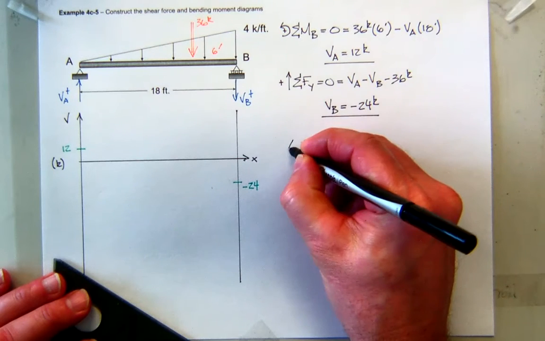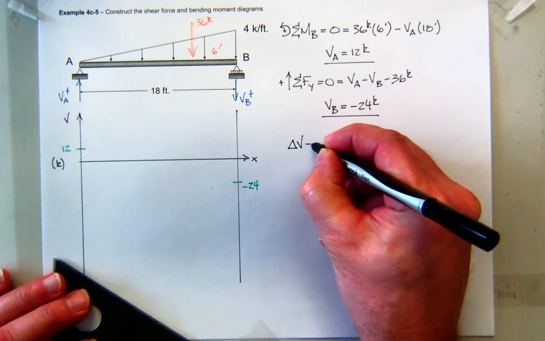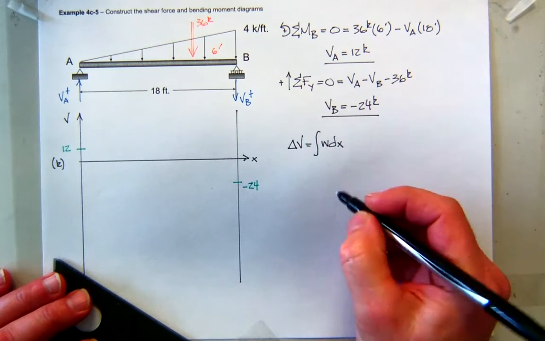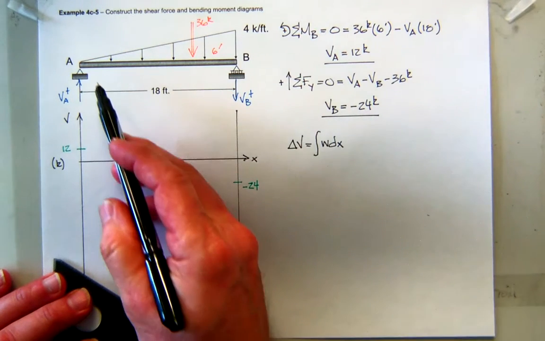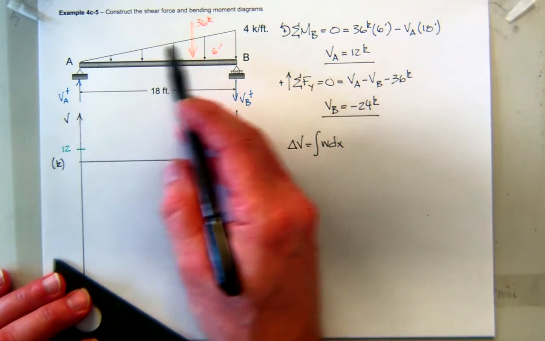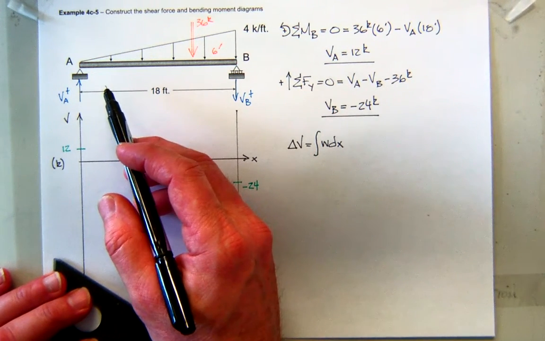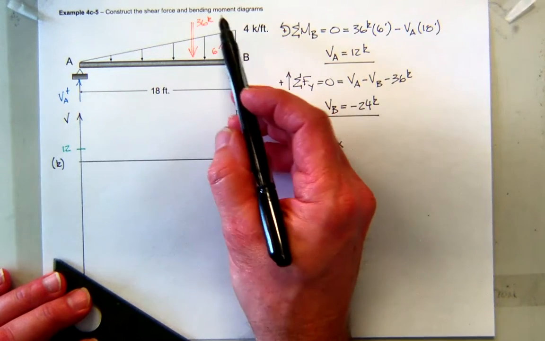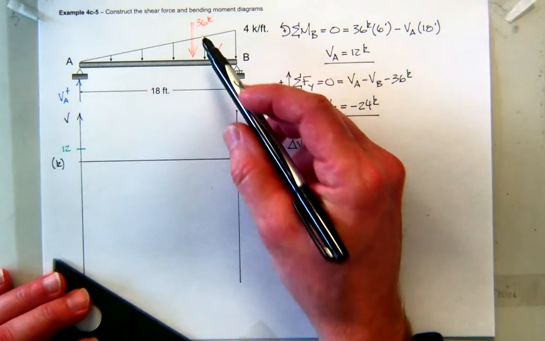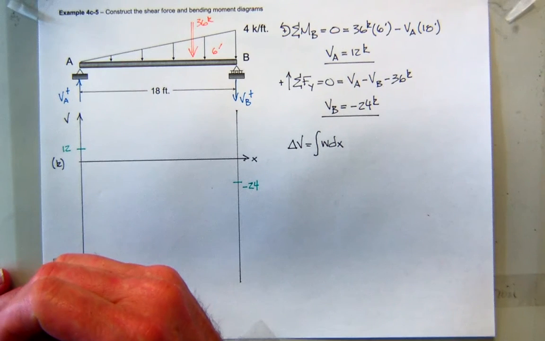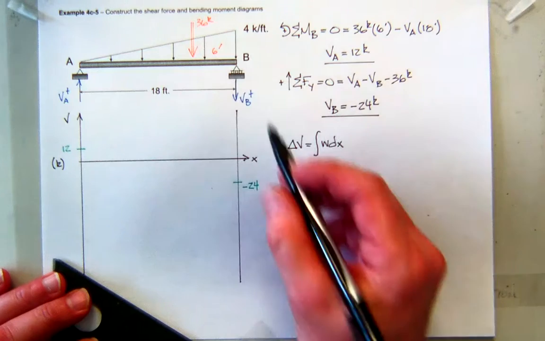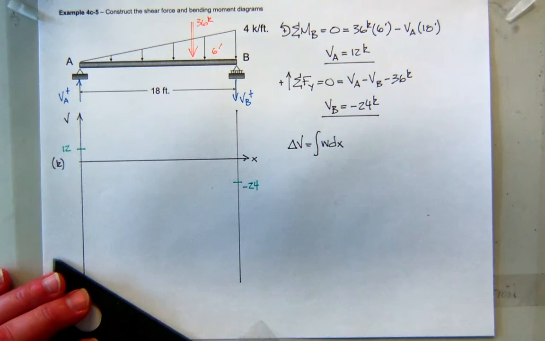Remember, our basic relationships are change in shear is equal to the area under the load curve. Let's do that one first. Looking at the load, you can see it's continuous throughout the whole span, so I can take the total area of the curve. Remember, it's a triangle, 1/2 base times height. We've already done that. That's how we came up with the concentrated equivalent of 36. Is that a positive load or a negative load? It is negative. So 12 minus 36, it is negative 24, so that works.